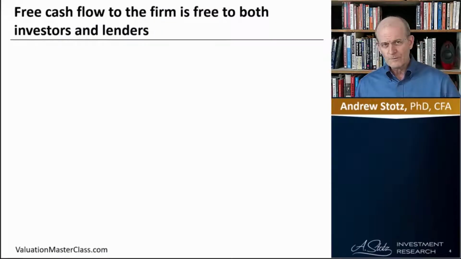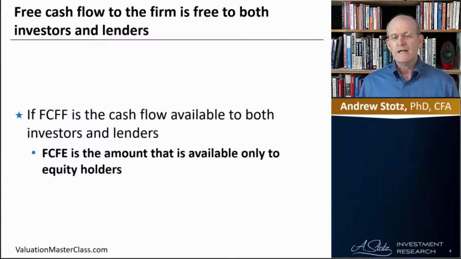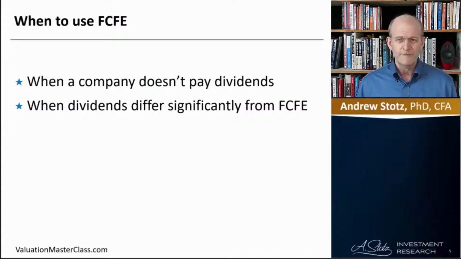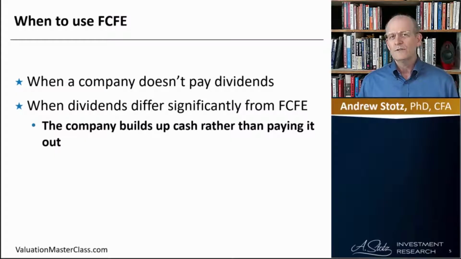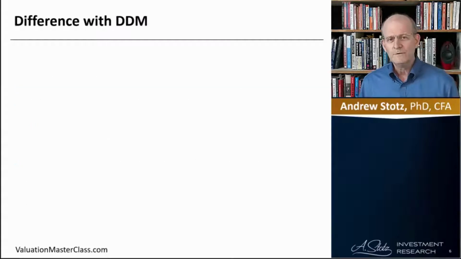So let's first review free cash flow to the firm. And we know that this is cash flow that is free to be dispersed to investors and lenders. Free cash flow to equity is the amount that's available only to equity holders or investors. So when we use free cash flow to equity, you use it when a company doesn't pay dividends or when dividends differ significantly from free cash flow to equity. In other words, in that case, the company is building up cash rather than paying it out. And you also use it when you have control of a company, like you could increase or otherwise change the dividend policy.